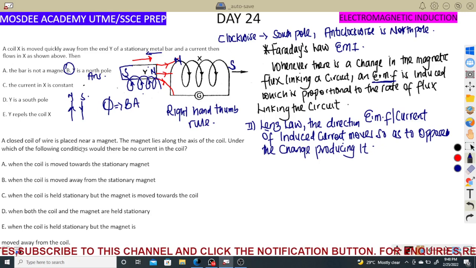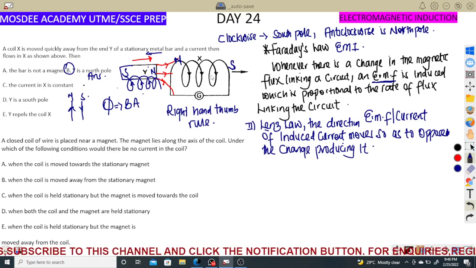It says a closed coil of wire is placed near a magnet. This is just the same thing again. The magnet lies along the axis of the coil. As you can see here, this is a very good diagram to explain. Under which of the following conditions will there be no current in the coil?